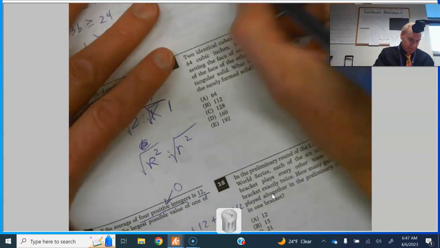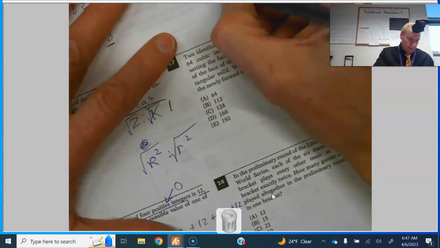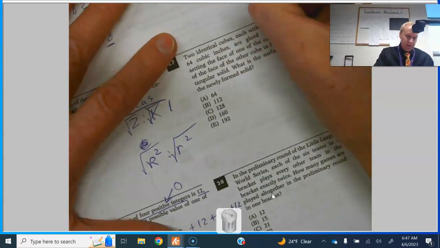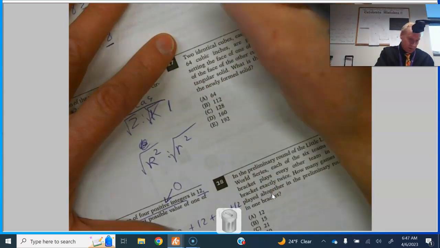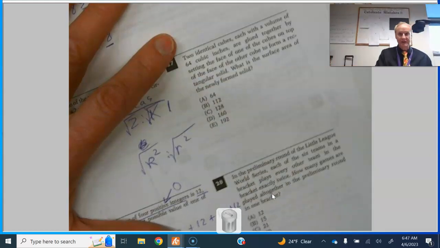Moving on. Number 9, if a triangle has 2 sides of length 6 and 10. This is called the triangle inequality. This is 6, this is 10. What is the largest possible integer value of the length of the third side?